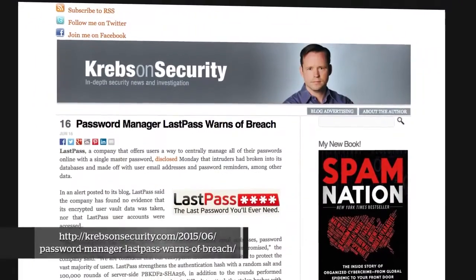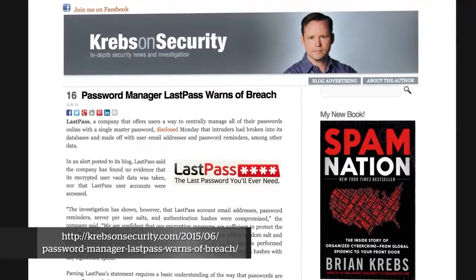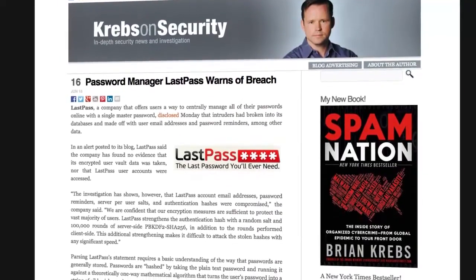What they're saying is that email addresses, password reminders, the server per user salts, and the authentication hashes were potentially taken. So that's what they're saying has been compromised at this point. The good thing about this, if there's something to be said, is the glass half full side of this, right?